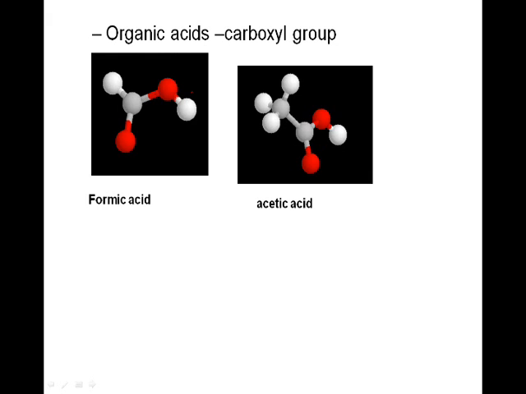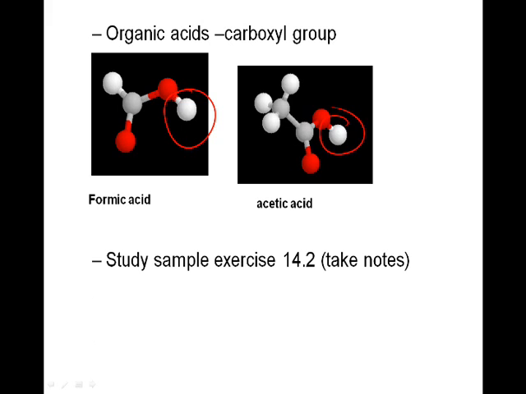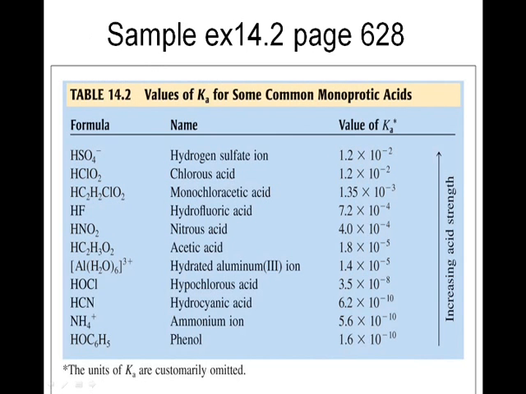In these cases, you're going to see the acidic hydrogen here in these particular carboxylic acid systems, a hydrogen that can easily be removed. That's what makes these weak acids. Here we see a table of weak acids from your textbook. You'll refer to this frequently as you're working on these kinds of problems.